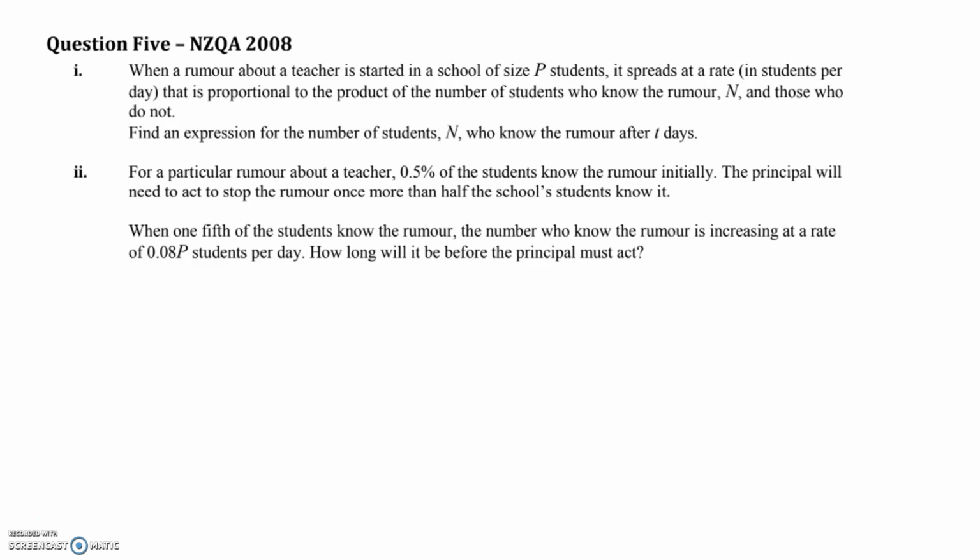So this question is really, really wordy, and it doesn't look like there's much maths in here, but there is. So looking through it, the first thing we have to do is figure out how to write the differential equation. So we've got a rumour about a teacher that started in a school of size P students, and it's going to spread at a rate that is proportional to the product of the number of students who know the rumour and the number of those who don't. And we have to figure out an expression for the number of students, N, who know the rumour after T days. So let's start by first of all setting up the DE.